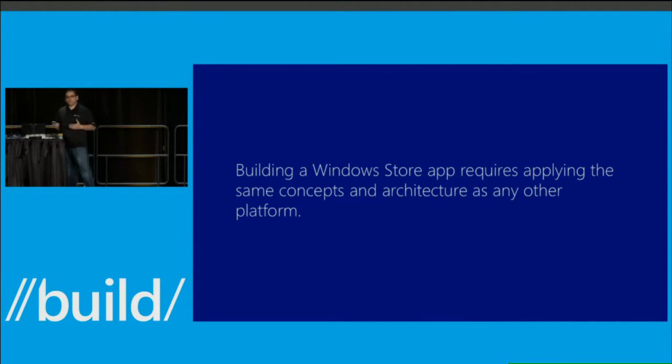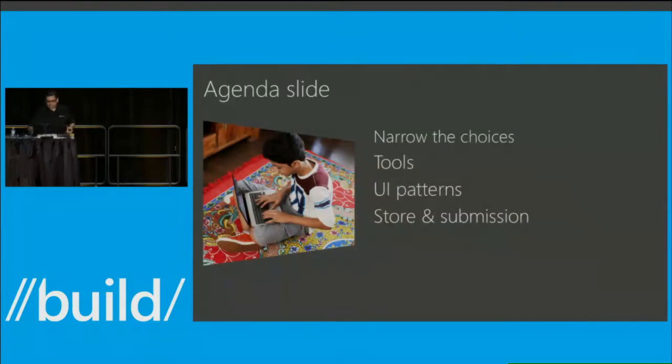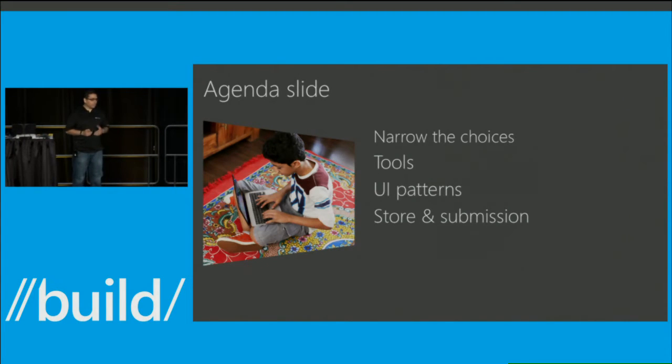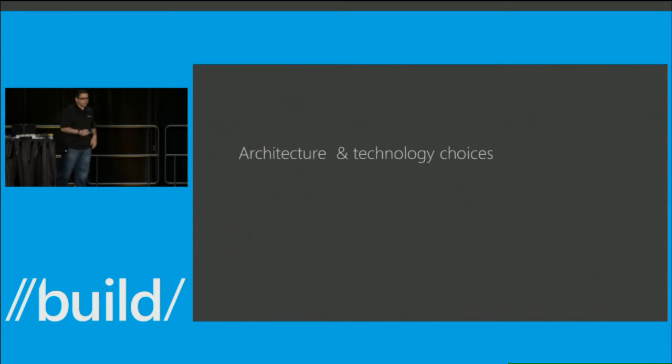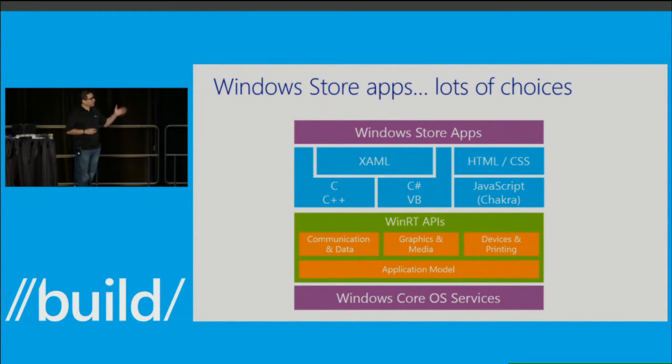I only have an hour, so I can't teach you every single API, but I'm going to try to get you over those significant humps, like the tools and the patterns that we use, so you can very quickly map onto Windows Store application development. This is kind of the slides. I'm first going to talk about narrowing the choices. This is a common question that I get. And then I'm going to give you tips around the tools and the UI patterns. And then I'll give you a little bit of our story around store and submission, because we have a really great story there.